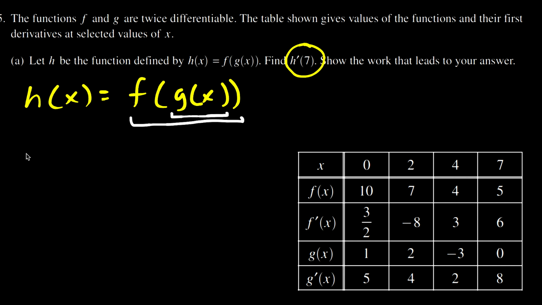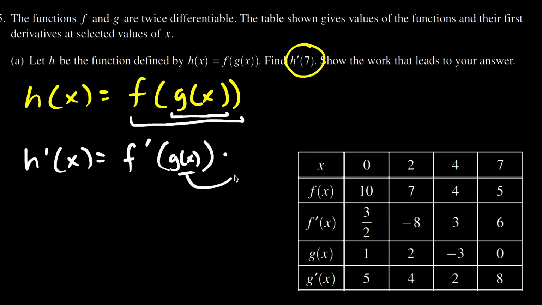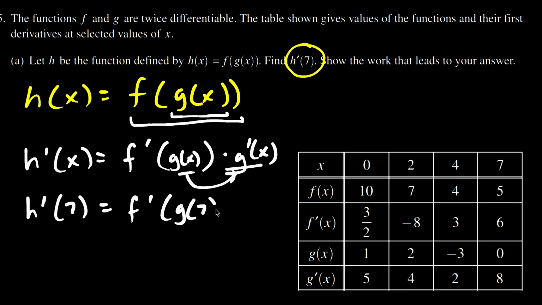So we're going to apply that chain rule and say that our first derivative is the derivative of the outer function, that's that f, so it's just f prime of whatever, which is g of x. And we're going to multiply that, I like to do this, times our inner function's derivative, which is g prime of x. We're doing this at 7, so we're going to plug in 7. So we're going to have f prime of g of 7 times g prime of 7.